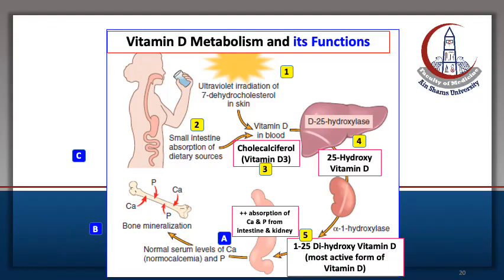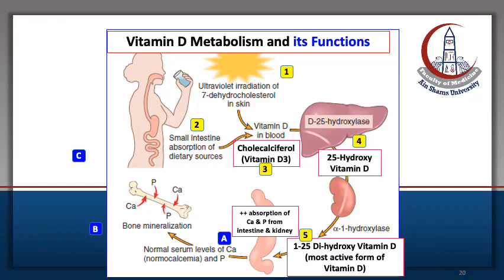The major source of vitamin D is via ultraviolet ray exposure that converts the skin's storage of vitamin D into 7-dehydrocholesterol. Also, the dietary source of vitamin D is very important. Both of them will go to the first step of activation in the liver and the second step of activation in the kidney to form the most active form of vitamin D.